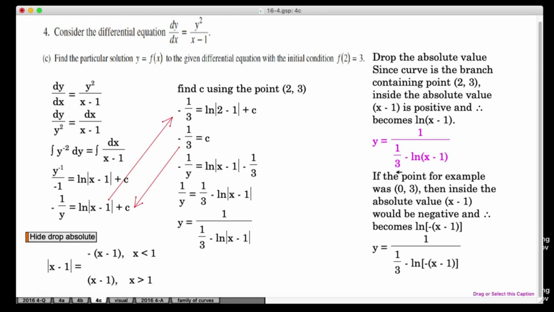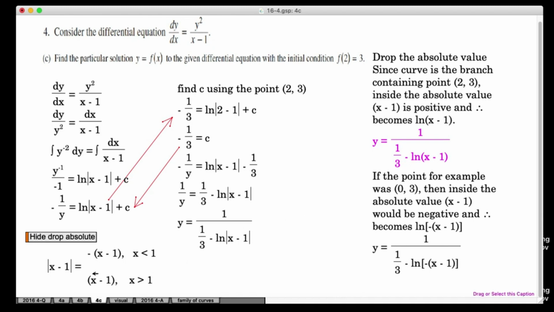Now the question is, which branch are we talking about? Okay, well, that's pretty easy. It has to contain this point, okay, that means if I plug 2 in for x, I should be looking over here. If I plug 2 in for x, this is positive. Or you could simply look at it, x is greater than 1.